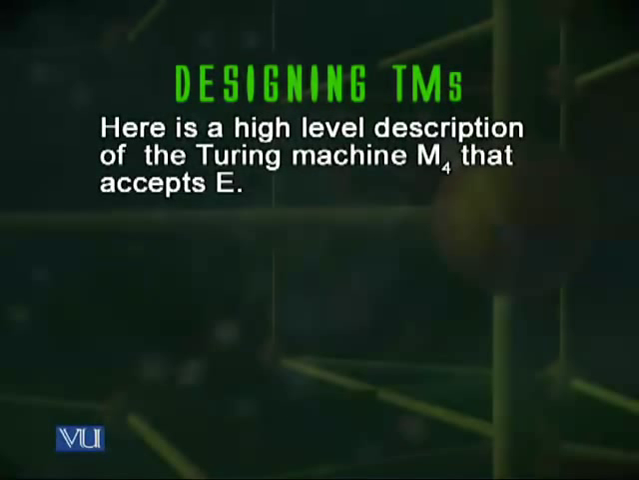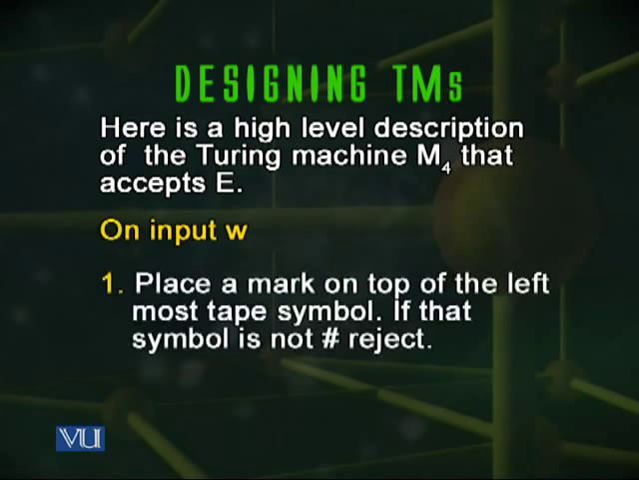You are given l elements, x1 up to xl, separated by #, and your job is to make sure that all these elements are different from each other. So each element that occurs there is distinct from the other ones. Here is a high-level description of the Turing machine M4 that accepts this language E. Let's say that the input is w. What we will do is put a mark on top of the leftmost tape symbol, and if that tape symbol doesn't happen to be a #, we will simply reject the input.